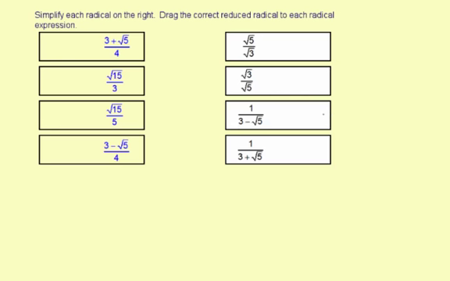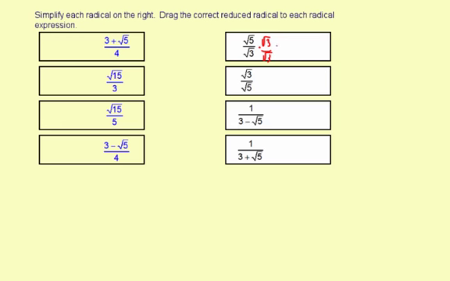Simplify each radical on the right. Drag the reduced radical to each radical expression. So our goal here when we have radicals in the denominator of a fraction is we want to eliminate the radical. And so what you do is you multiply by the radical on the denominator. You multiply that by both the numerator and denominator. So you do radical 3 over radical 3.